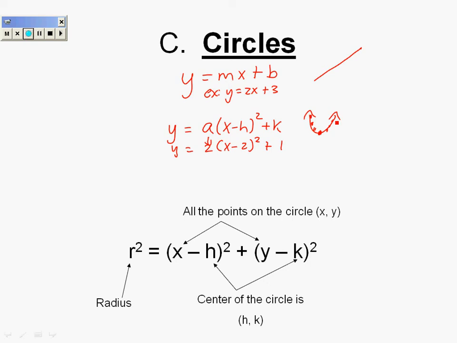Same thing down here with our circle. Everything's going to be replaced with a number except for the x and the y because those represent all the points, and there's an infinite number of them. But on a circle, how many centers are there? There's only one. So those numbers, h and k, are going to be fixed values.